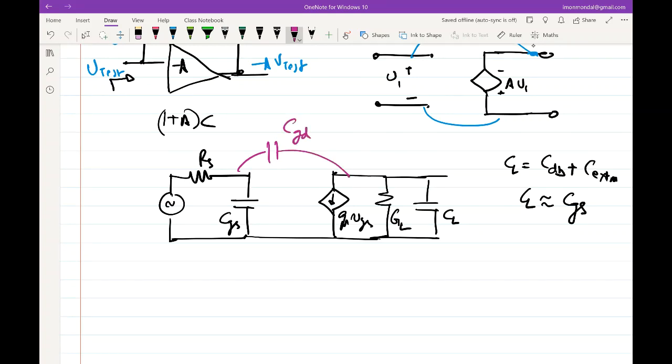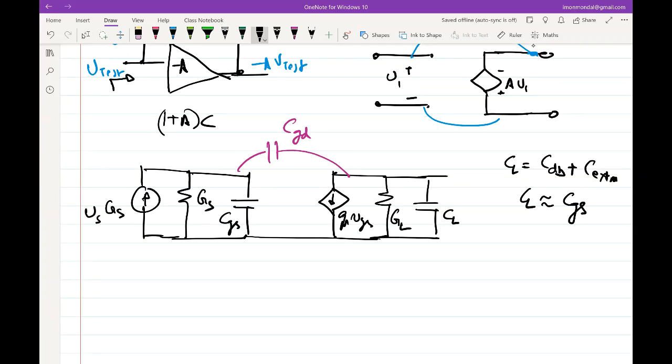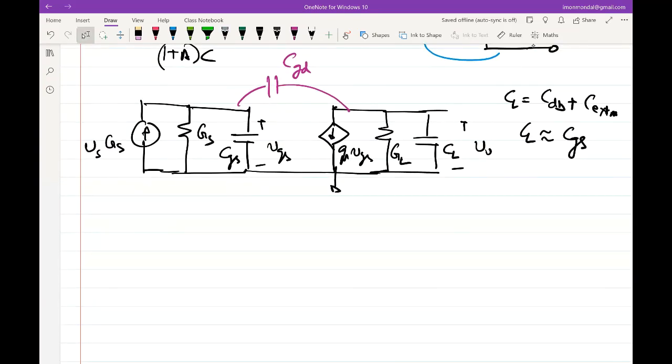CGD. And like before, I would like to reduce the number of nodes for calculations. So I will Nortonize the input port. So this becomes VS GS. This becomes GS. So we'll have to now basically write out the KCLs at two nodes.